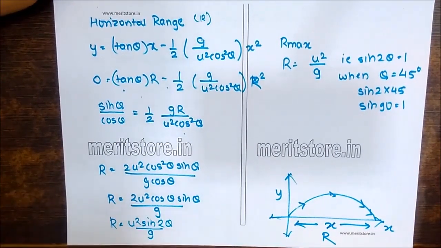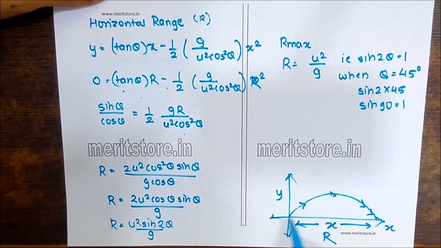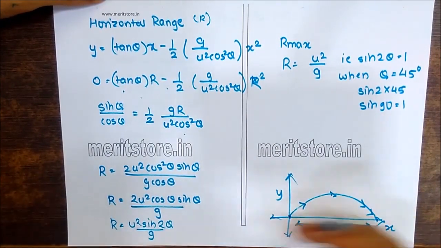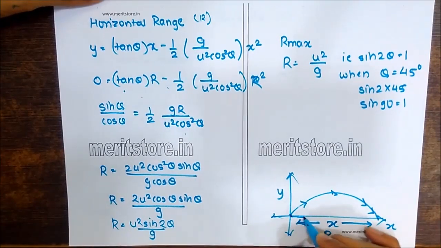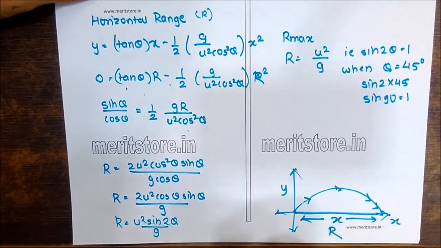Now we will be finding the horizontal range of the projectile. Here we have the projectile, and along the x-axis we are finding the horizontal range. Horizontal range is nothing but the distance traveled by the particle in the horizontal plane, that is from here to here. This much distance is called its horizontal range, given by R.